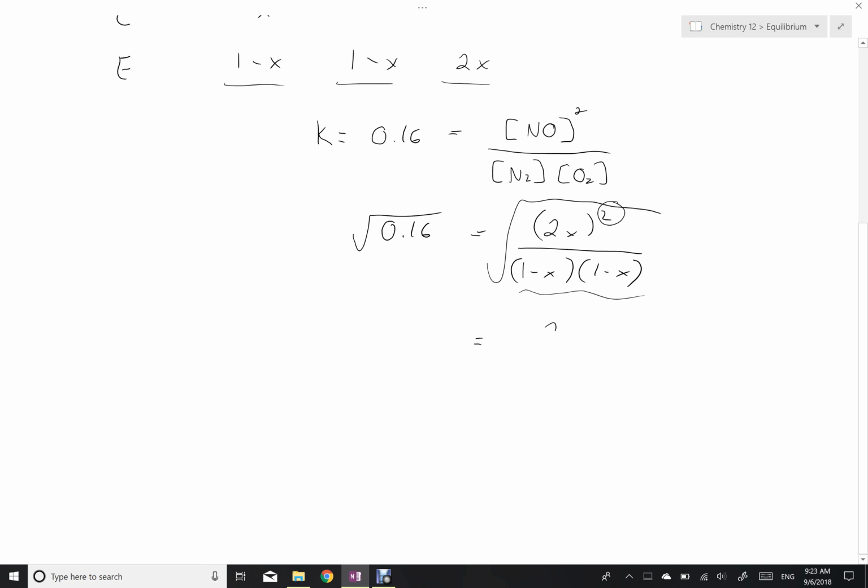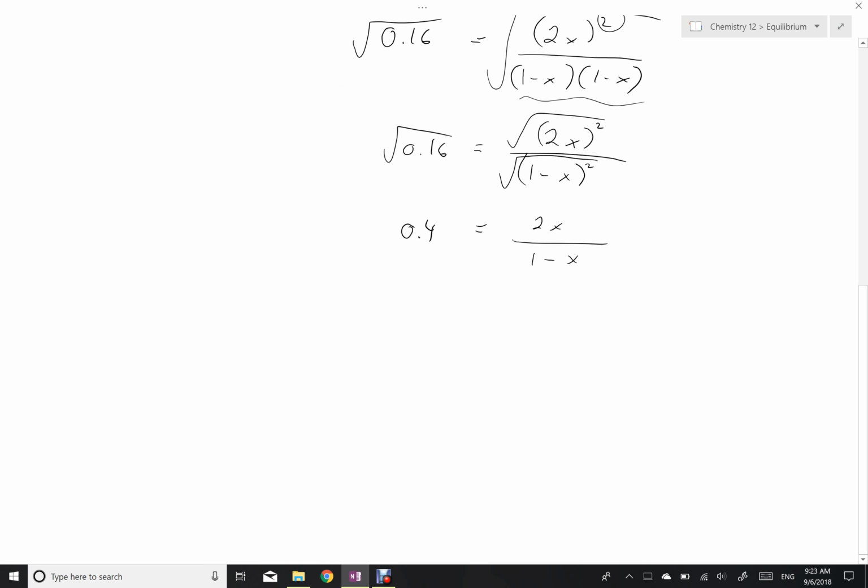Just to make sure that's clear, I'm going to rewrite this. 1 minus x on the bottom here could be rewritten as 1 minus x squared. And so I can see that I can square root all of these entities easily. Doesn't happen very often, but when it does, it saves you multiplying the whole thing out and finding the quadratic and doing that whole thing, so this is convenient. Okay, so the square root of 2x squared is just 2x. The square root of 1 minus x squared is just 1 minus x. And the square root of 0.16, pretty sure is 0.4, yep, 0.4.